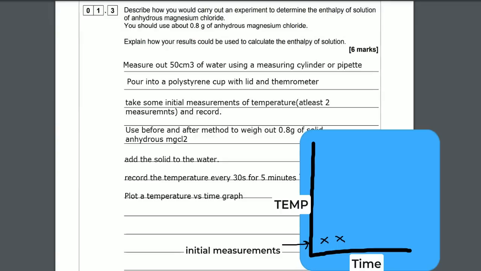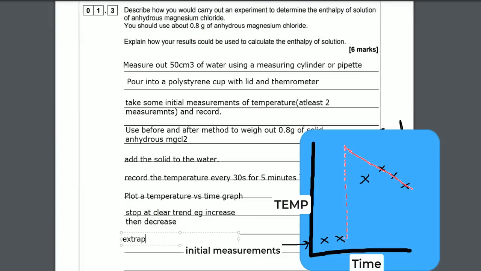And this is what your temperature time graph is going to look like. You're going to have temperature on the side, and time at the bottom. Here's my initial recordings, which are going to be constant. And then you can see here, got a bit of a trend going on. It's going up and then going down. So I've got a clear trend right here. It's increasing, then decreasing. So that's my clear trend. What we want to do now is extrapolate the line. So you stop when there's a clear trend and then extrapolate by drawing a line through the trend back to intersect the point of addition of the solid.